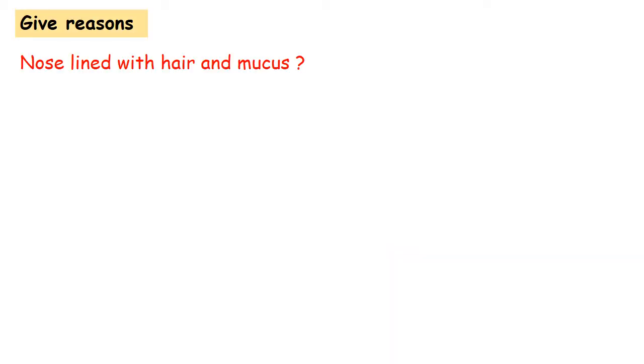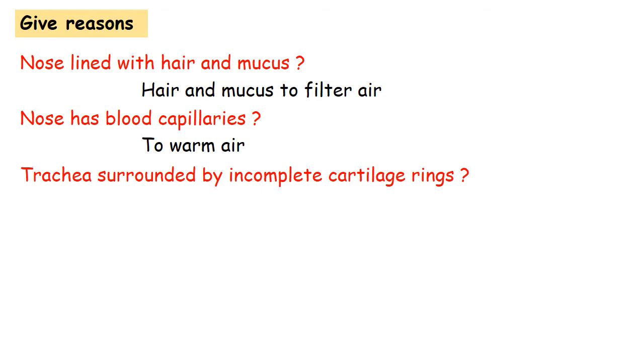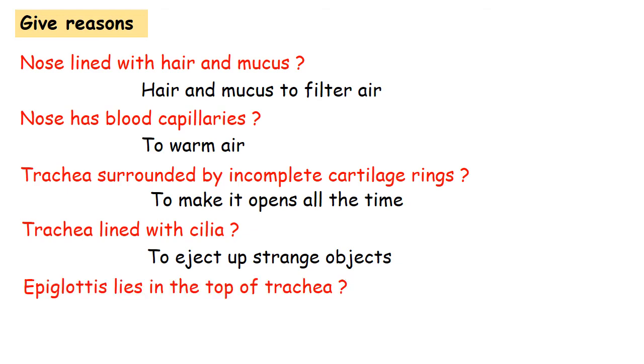Give reason. The nose is lined with hair and mucus to filter air. The nose has blood capillaries to warm air. The trachea is surrounded by incomplete cartilage rings to keep it open all the time. The trachea is lined with cilia to eject strange objects. The epiglottis lies at the top of the trachea to prevent food from entering the trachea.